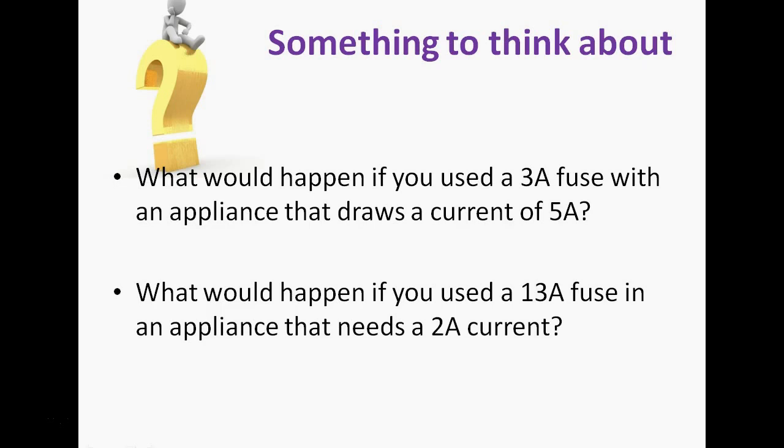Well, for the first case, if you had a 3 amp fuse, the appliance wouldn't work because it needs a current of 5 amps. So that means that a 3 amp fuse would melt before you had enough current in order for the appliance to work.